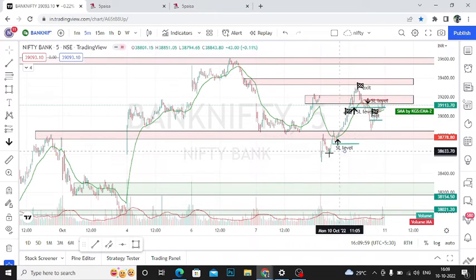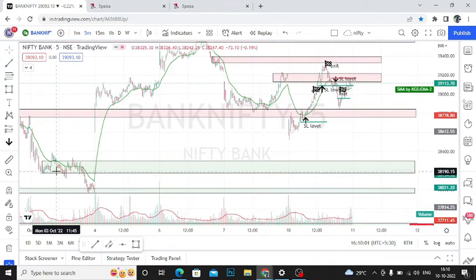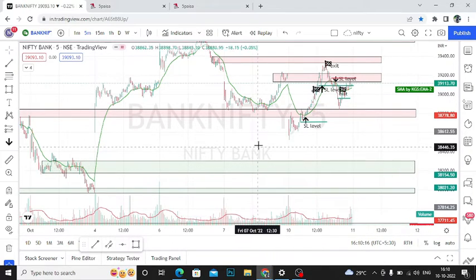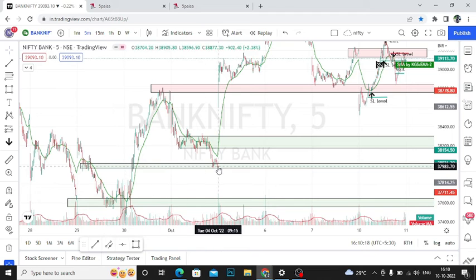Next, I marked this area. This is a consolidation area from 3rd of October 2022. This is a consolidation area which can act as a potential support for today's market. This is another level which can act as a support area which I had marked for today.